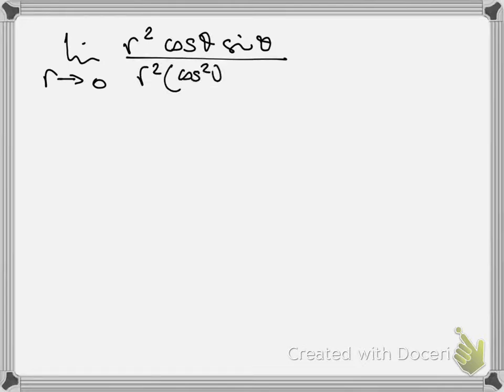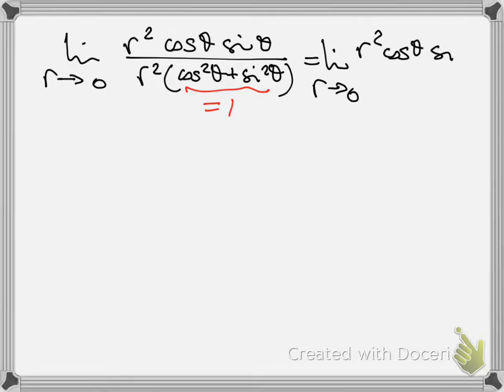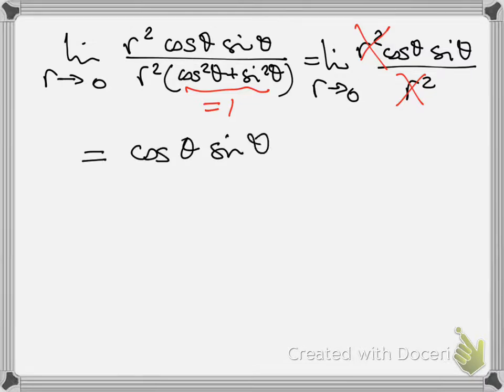So that will be the limit as r goes to 0, so it's r squared in the top, cosine theta sine theta, over r squared times cosine squared plus sine squared. Of course, cosine squared plus sine squared is equal to 1. So the r squared cancels out, and the limit here is equal to cosine theta sine theta.